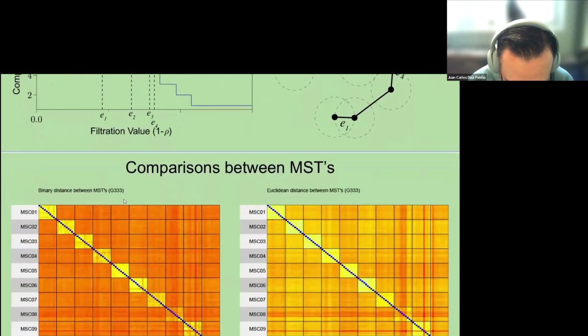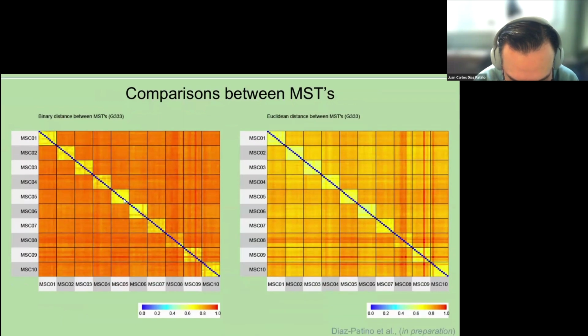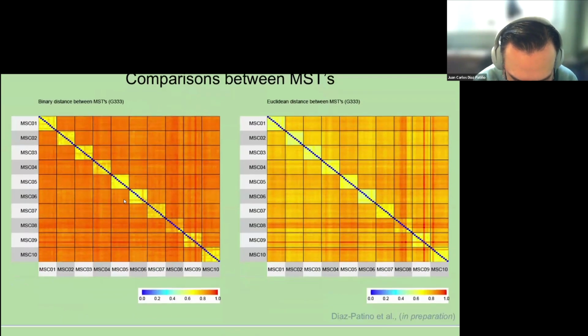So we compare the distances between these networks using the Manhattan distance for the binary case and the Euclidean distance for the weighted minimum spanning tree. And this picture here is showing us the differences. Well, that information between the same subjects is very similar, but comparing this information between participants is different in general. So we compare the L1 distances.